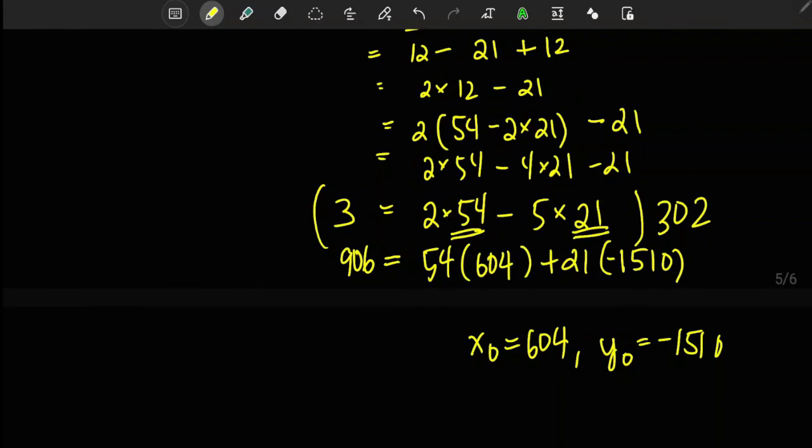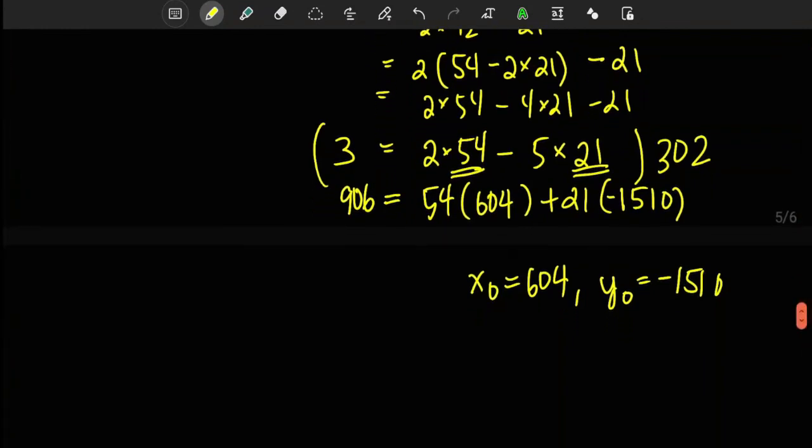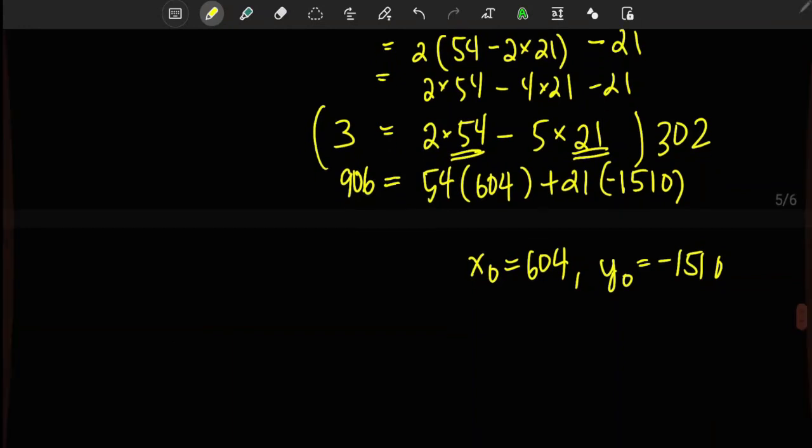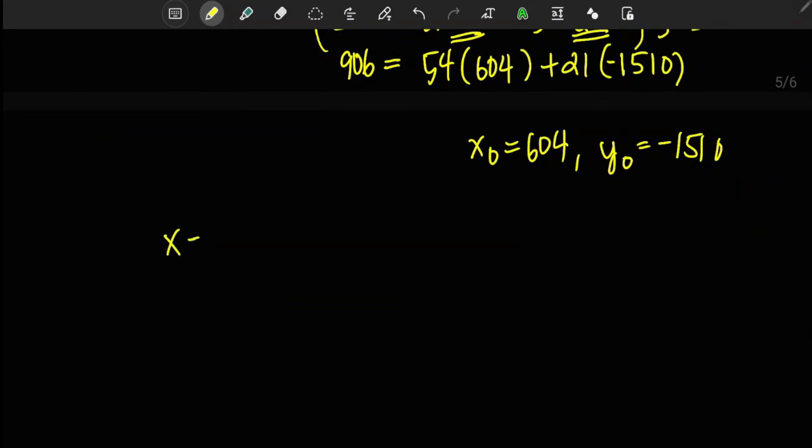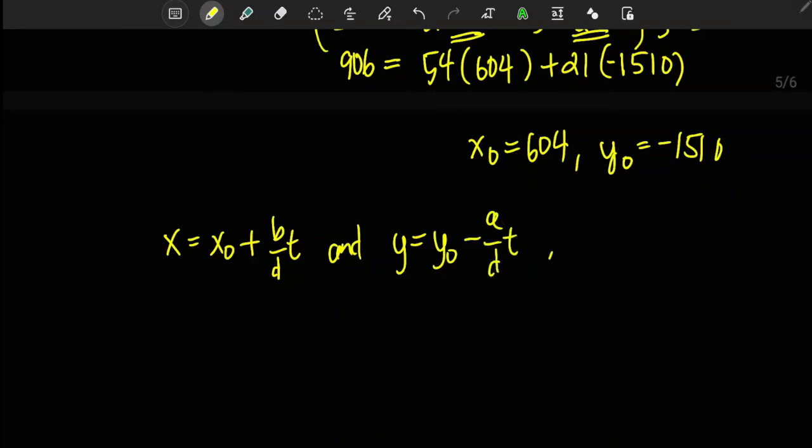From here, we can use the formula to get an expression for x and y. So again, the formula is given by the expression x equals x sub 0 plus b over d t and y equals y sub 0 minus a over d t, where t are any arbitrary integers. So let me write again the value of a. The value of a is 54. The value of b is 21. And the value of c is equal to 906.